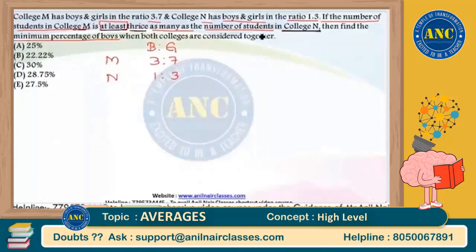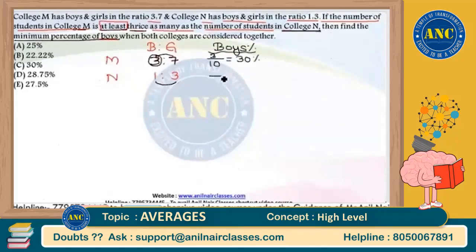Now, again, they are asking, find the minimum percentage of boys when both colleges are considered together. Now, I need to find the percentage of boys, and that too minimum, that we will see at the end. Think logically: 3 boys and 7 girls are there in college M, so totally 10 students. Out of the total 10 students, 3 belong to boys. So the percentage of boys in college M is 30%.